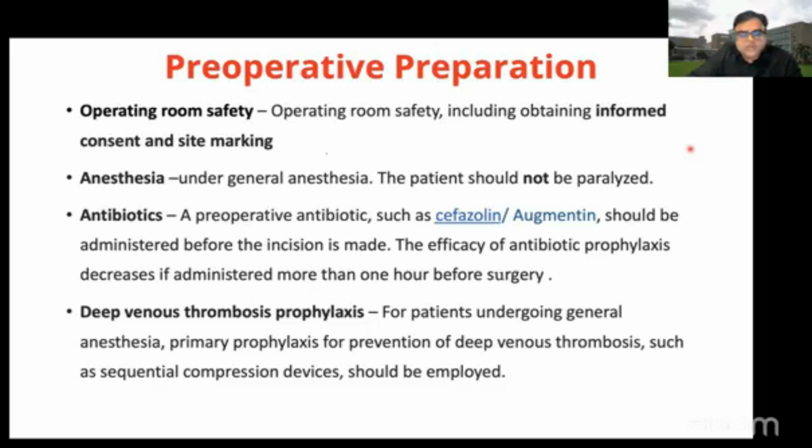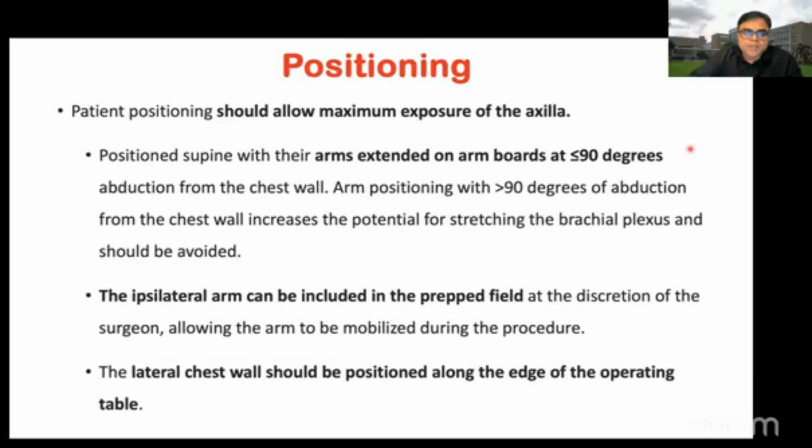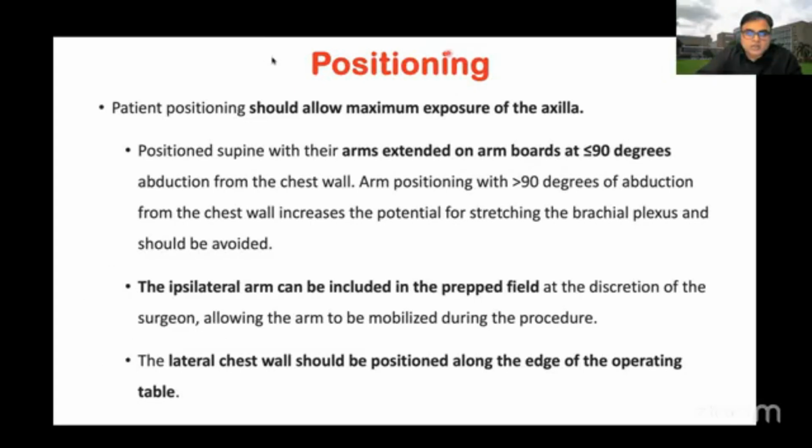Deep vein thrombosis: if the axillary lymph node dissection is going to be performed along with some other procedure and it is taking too long, more than an hour of surgery, then you can go for deep venous thrombosis prophylaxis as well. So positioning: the arm should be extended on an arm board, at less than 90 degrees. More than 90 degrees of abduction, along with rotation of the table at various angles, may sometimes stretch the brachial plexus and weaken the arm.